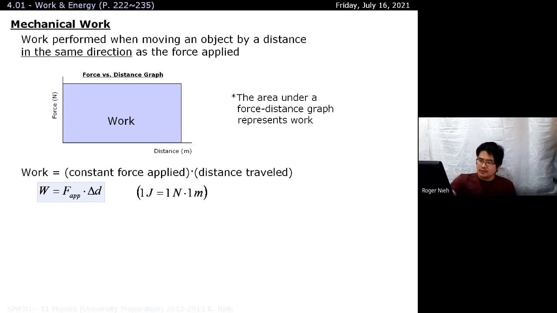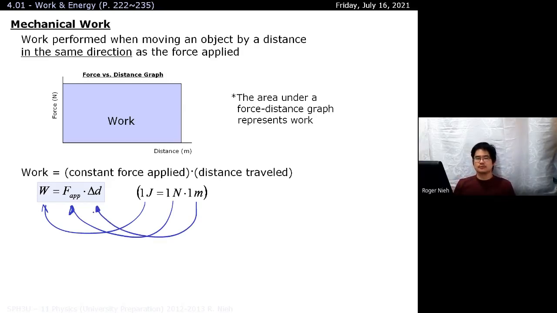For your reference, in case you want to write that down, work is measured in joules, force is measured in newtons, and distance is always measured in meters.